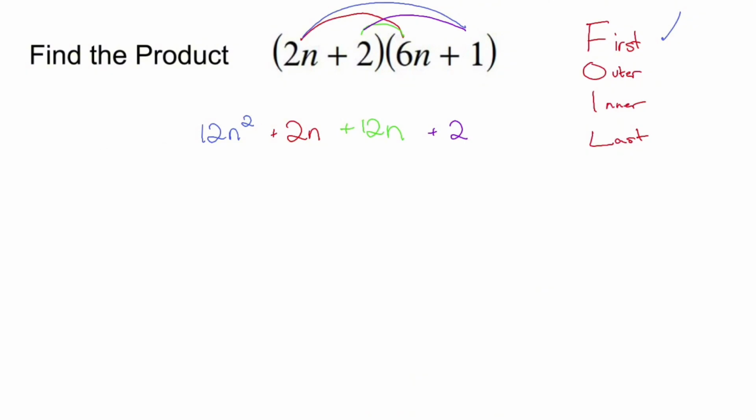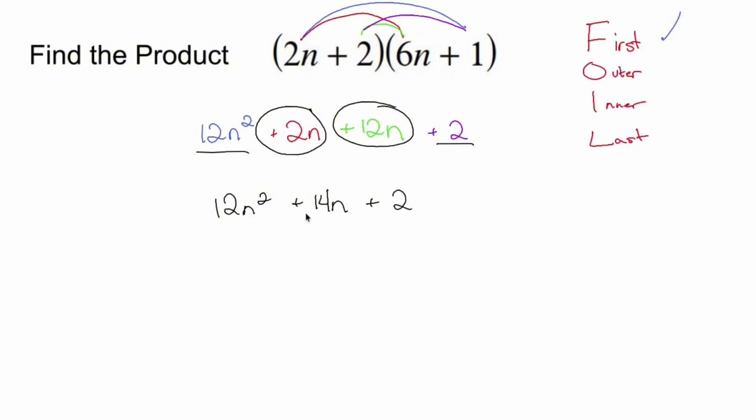Now take a look at what you have and see if you can combine like terms. Nothing combines with 12n squared. However, 2n plus 12n combines to make 14n. Plus 2 just lingers. Looking at what we have left, they're all different terms. Nothing is alike. We just found our product.